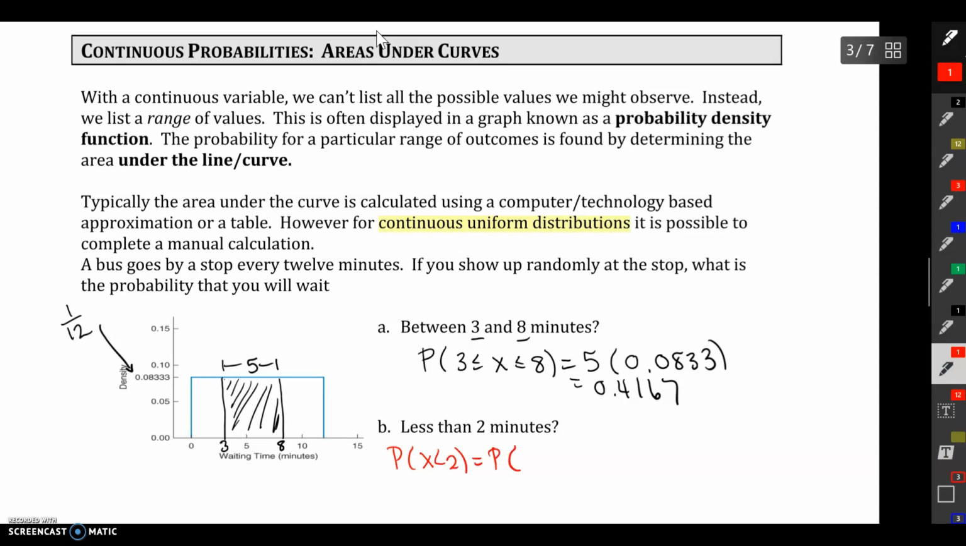Okay. If I want to know what the probability is that I wait less than 2 minutes, then, well, I can't wait no minutes. I have to wait at least some time, right? So the probability that I'm waiting between 0 and 2 minutes, I can find by thinking about what my base value is and my height value is, multiplying those out, and I get 0.1666. So I've got about a 16% chance of waiting less than 2 minutes.